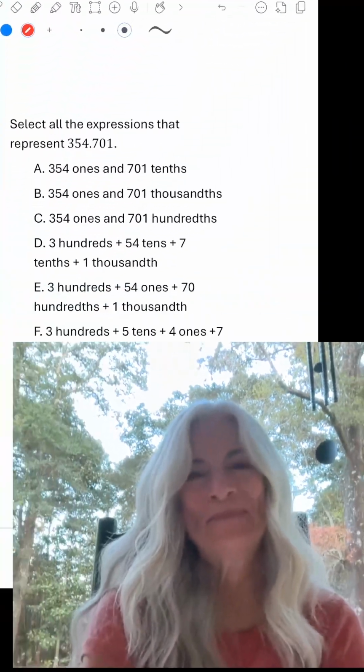Hello, friends. Now, in this problem, we're going to look at writing a decimal number in expanded form. And we're going to see that there are multiple ways that we can write this number in expanded form. Let's jump in and look at it together.